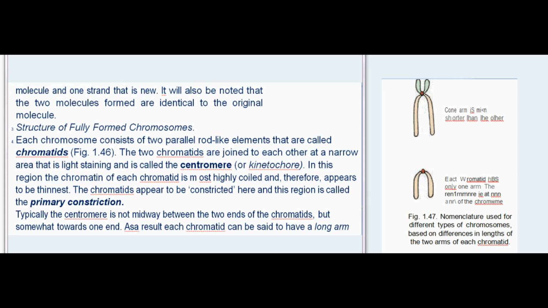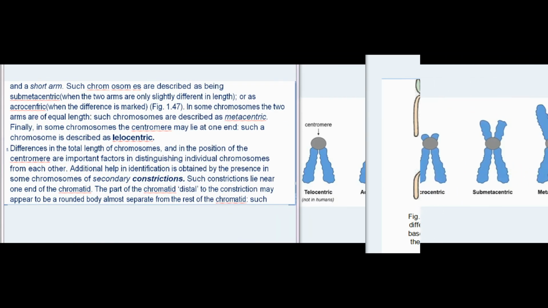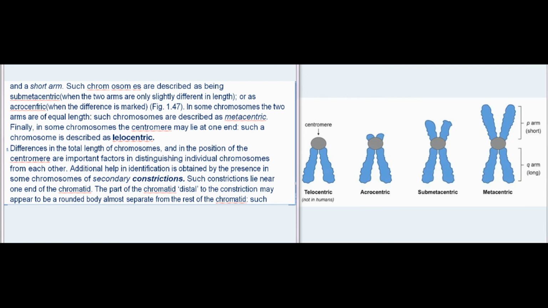Typically the centromere is not midway between the two ends of the chromatids, but somewhat towards one end. As a result, each chromatid can be said to have a long arm and a short arm. Such chromosomes are described as being submetacentric, when the two arms are only slightly different in length, or as acrocentric, when the difference is marked, Fig 1.47. In some chromosomes the two arms are of equal length, such chromosomes are described as metacentric. Finally, in some chromosomes the centromere may lie at one end, such a chromosome is described as telocentric.